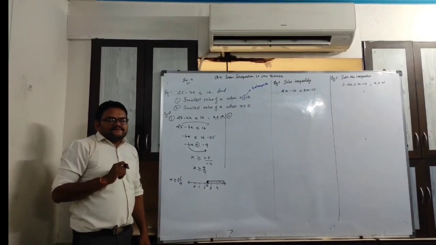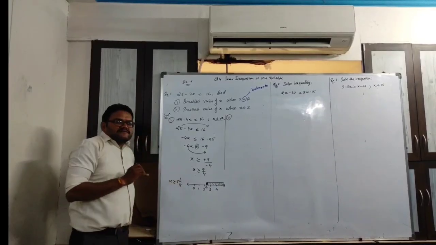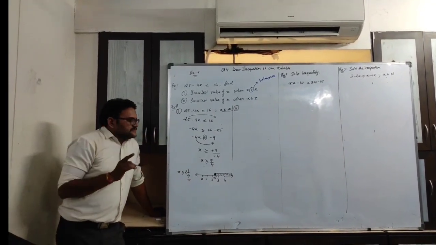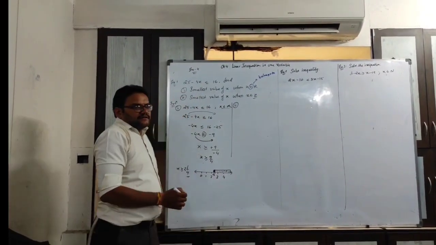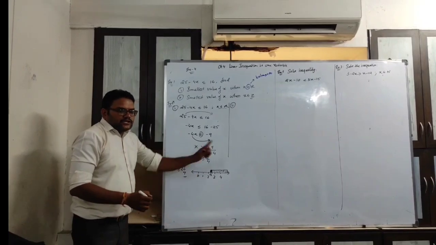Guess that. What will be that? The smallest value will be in the mixed fraction form only. This will be your smallest value, this position only. Similarly, we'll go for the next one when x belongs to Z condition. Now see, we got the solution. This solution is the same for both the conditions.